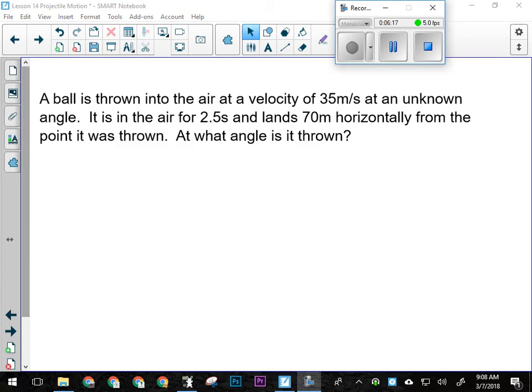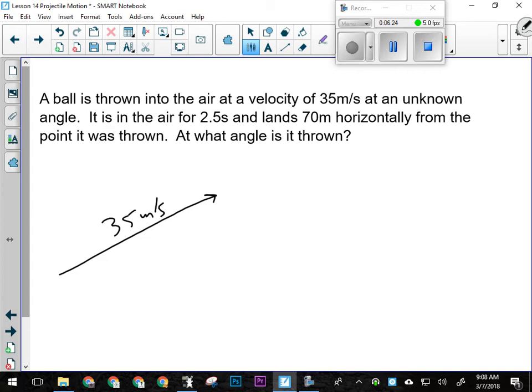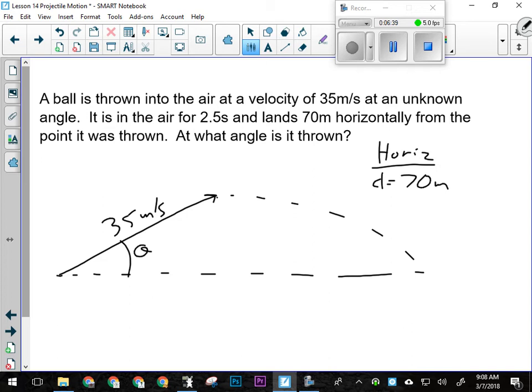Okay, so we've got this thing, it's thrown into the air. We don't know what angle it's thrown at, but we know that this is 35 meters per second. So this angle here is unknown. It's just theta. We know that it's going to land horizontally 70 meters from where it's fired. It's going to be in the air for 2.5 seconds. Vertically speaking, we know the acceleration.